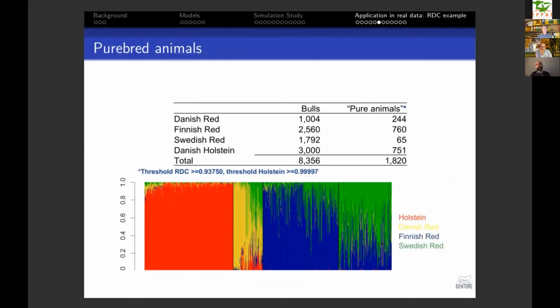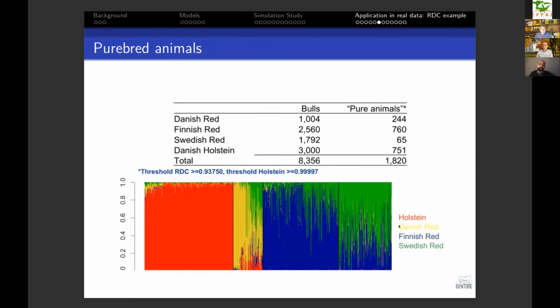The first thing after phasing the genotypes is to decide which animals are pure, so that we can use them as donors to assign breed origin of alleles in the rest of the population. And she did some admixture analysis, and you can see the analysis results here.